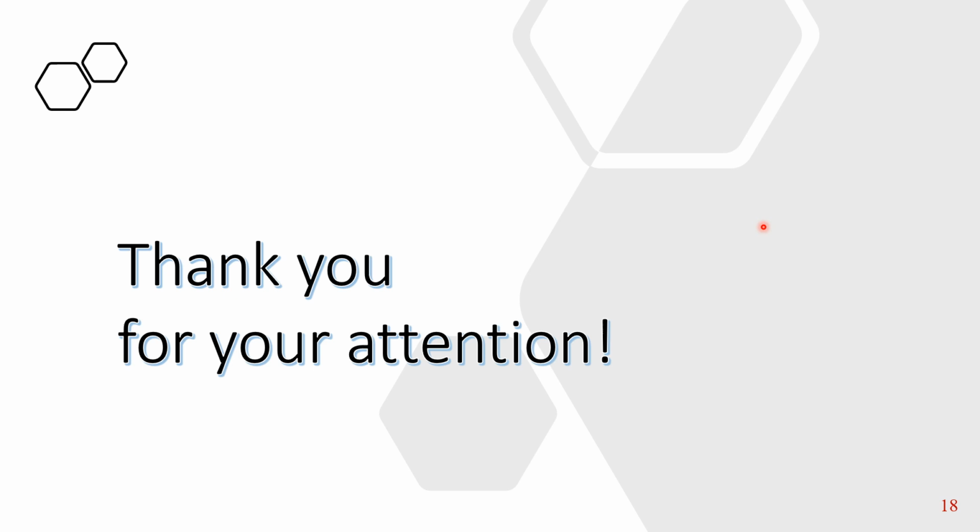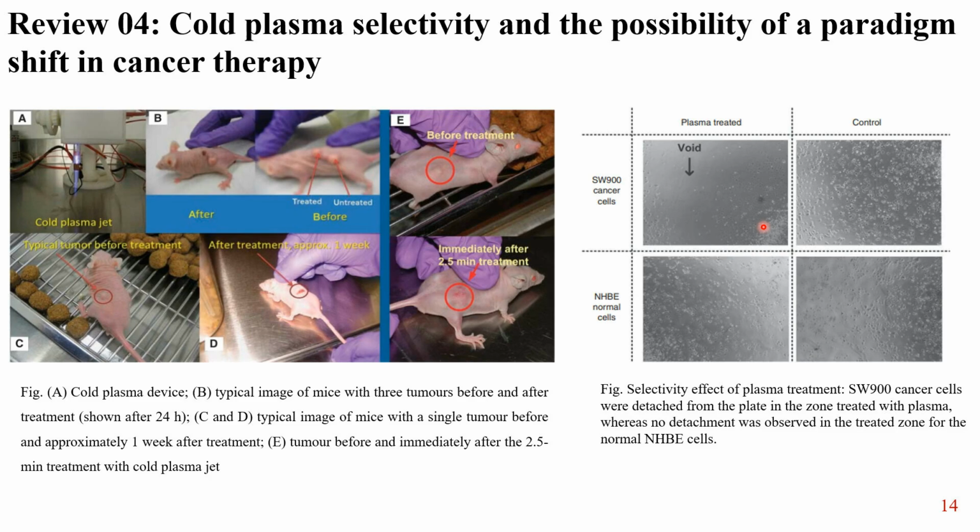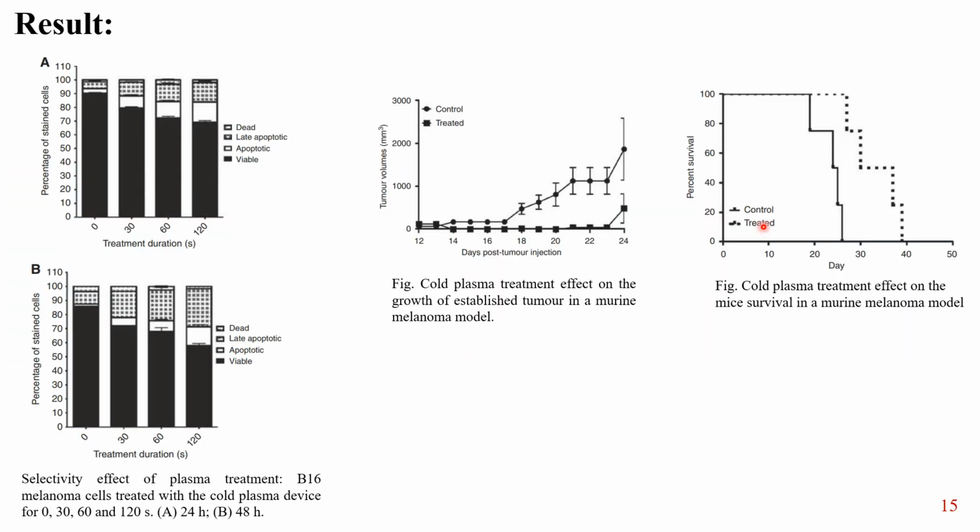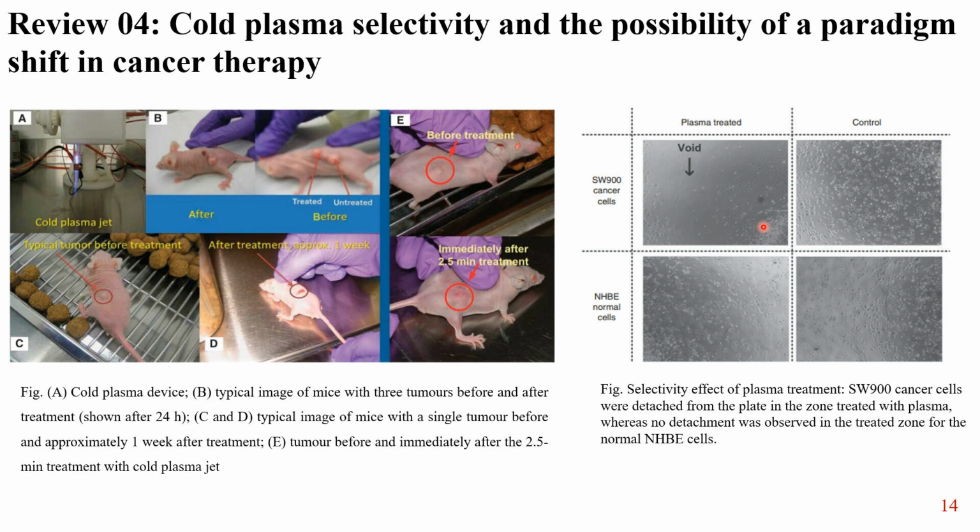Okay. Just one question for you. Why is there a selectivity for cancer cell treatment for your last paper? Why is there a selectivity for killing cancer cells instead of normal cells by using plasma treatment?